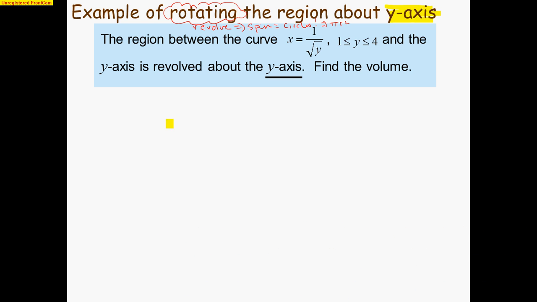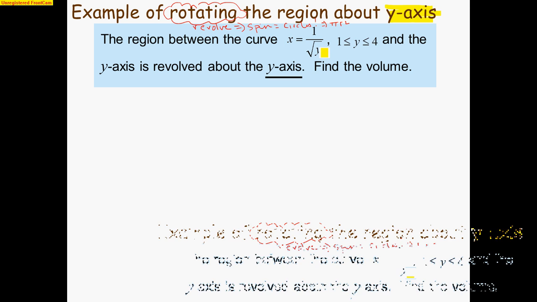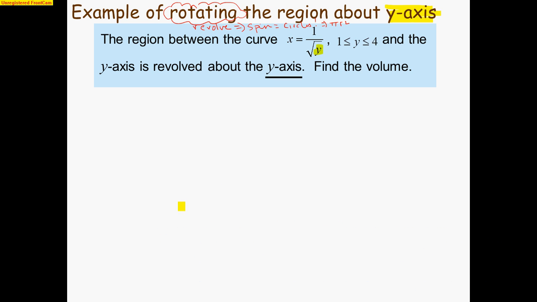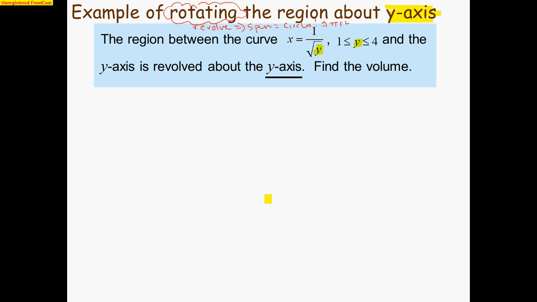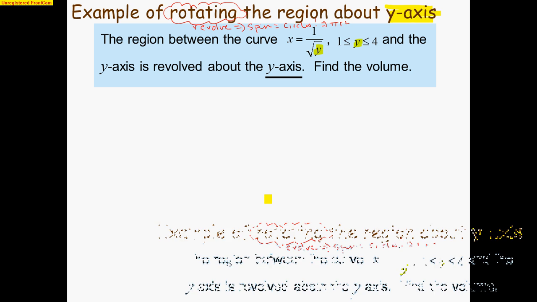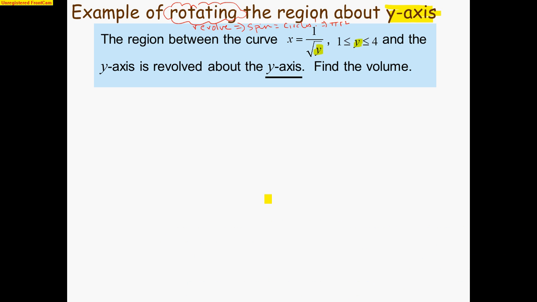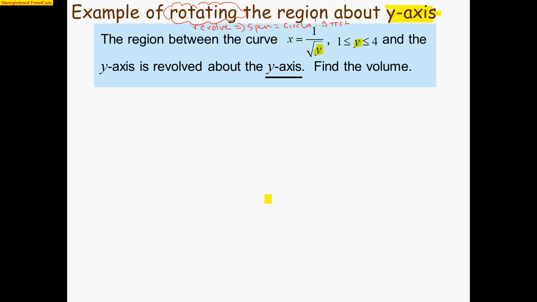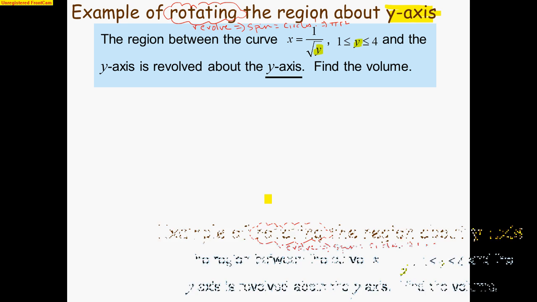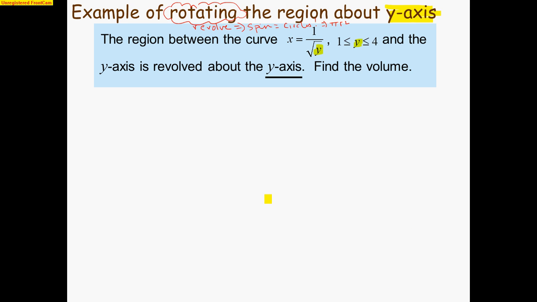So here's what's nice, the region between the curve. Look, they gave me a function that was already in terms of y, and they gave me boundaries that were already in terms of y. Sometimes they're going to give you a problem where you have to manipulate that. They give you a function, y equals x stuff, and if you're going to spin around the y-axis, you've got to solve that function and get x by itself, and then transform the limits of integration into y-coordinates instead of x-coordinates of your boundaries. So here's what this looks like.